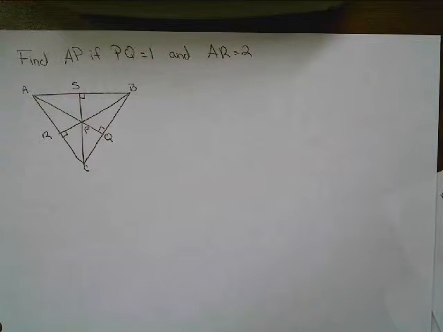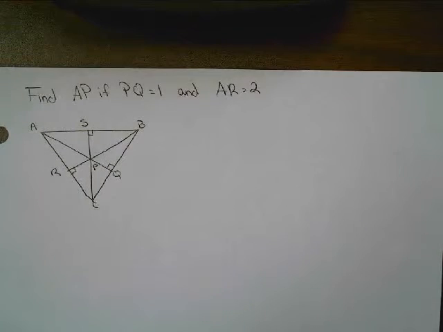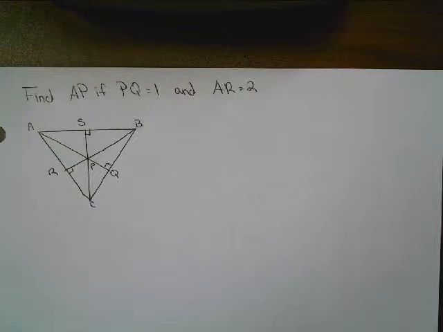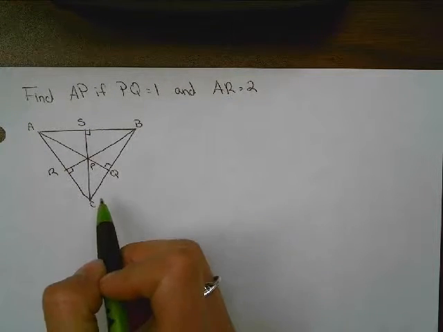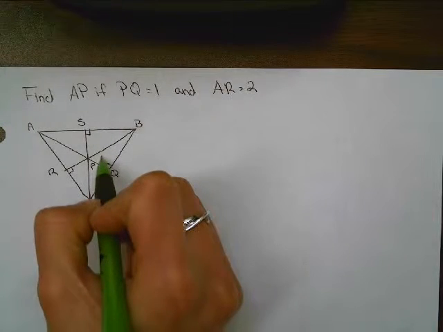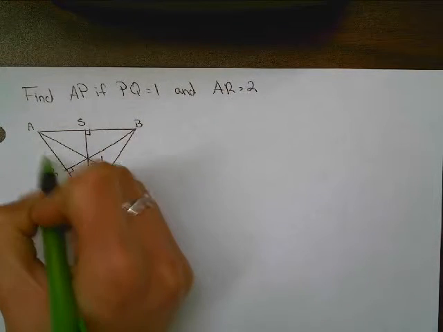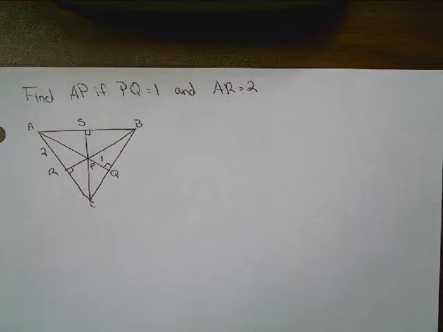Today we're going to talk about using the angle bisectors of a triangle to solve parts of the triangle. So in this problem, we have to find AP if PQ equals 1 and AR equals 2. So I'm going to fill in my triangle. PQ is 1, AR, which is this segment, is 2, and we have to find AP, which is X.